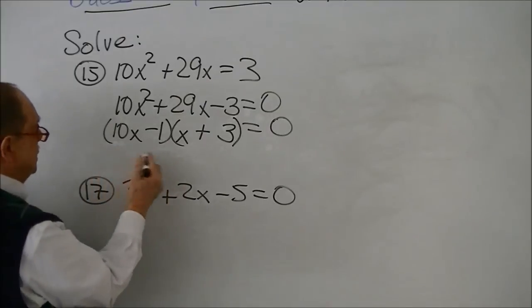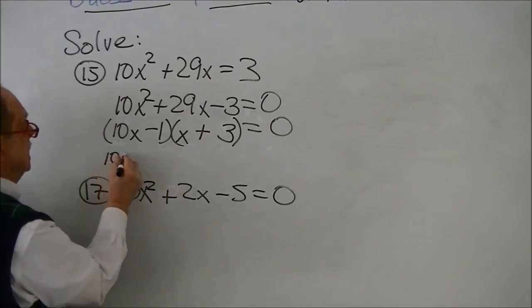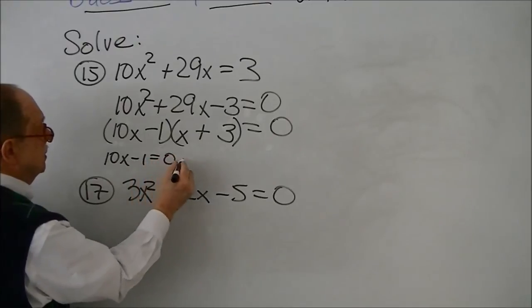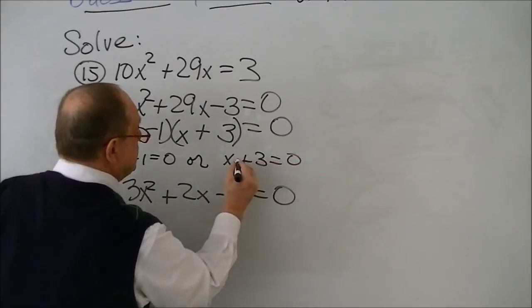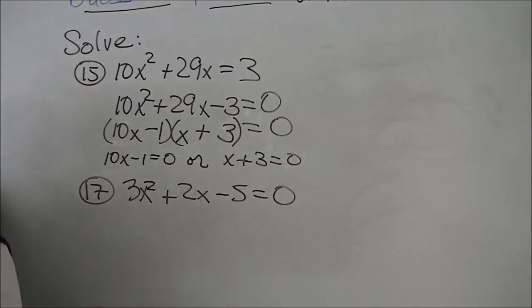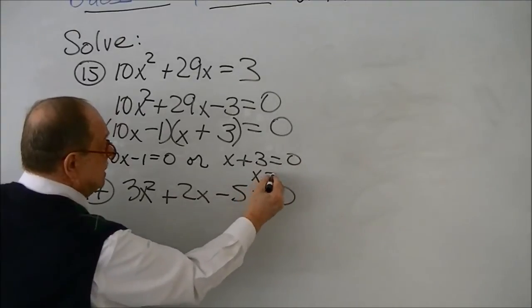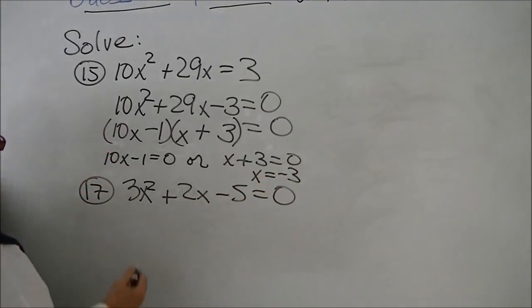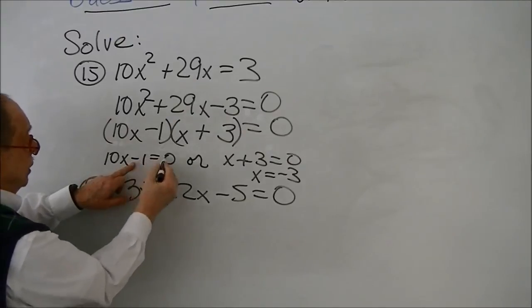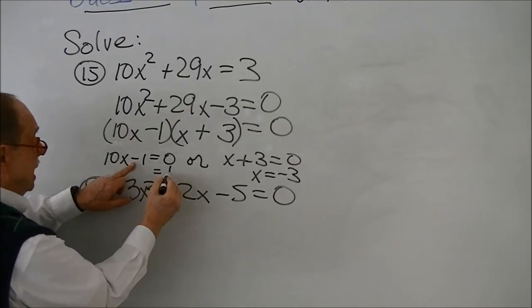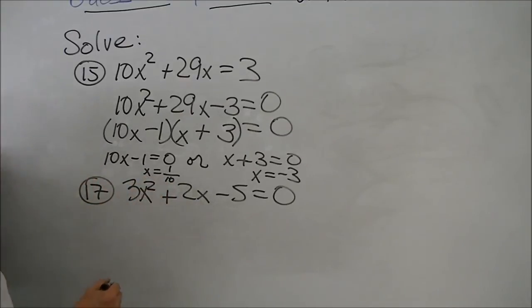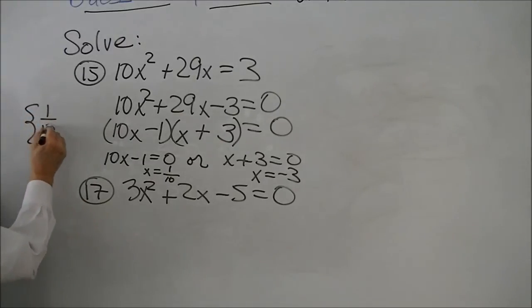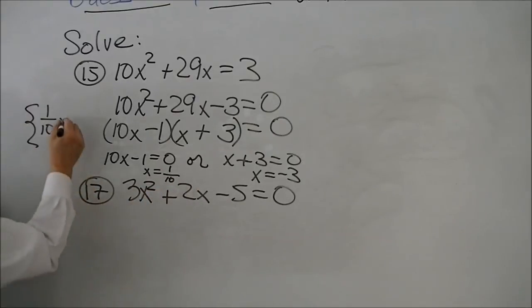So notice when you equal each of these to 0, this is going to be 10x minus 1 equals 0, or x plus 3 equals 0. Here, this one just becomes x equals negative 3. But here we have to bring the 1 over first. That becomes a positive 1, and then divide by the 10. So we get here, for our solution set, x is 1/10, or x is a negative 3.